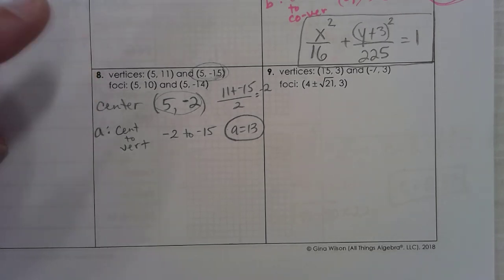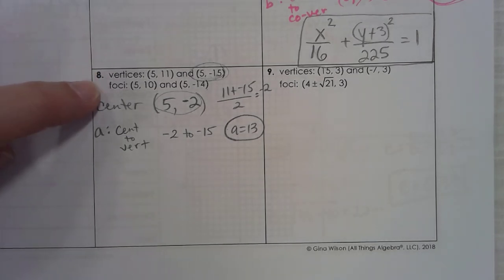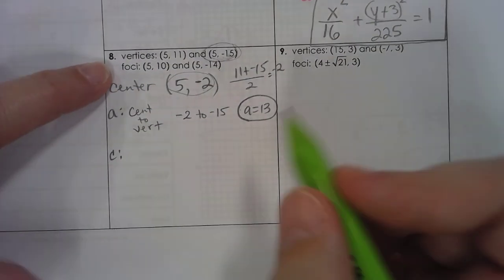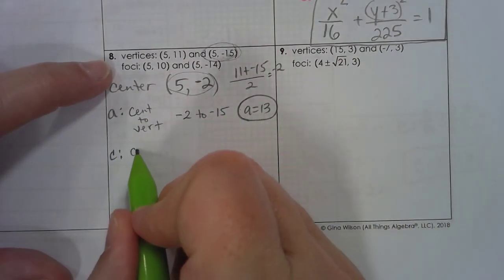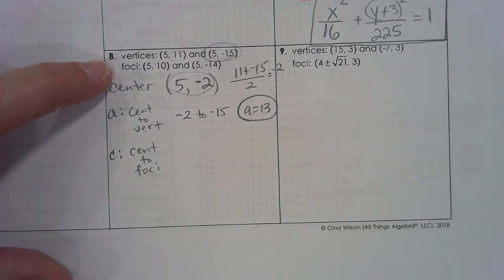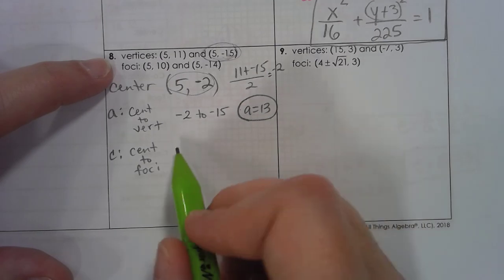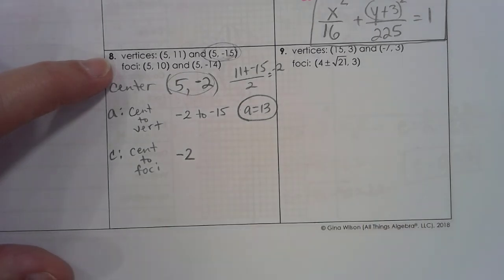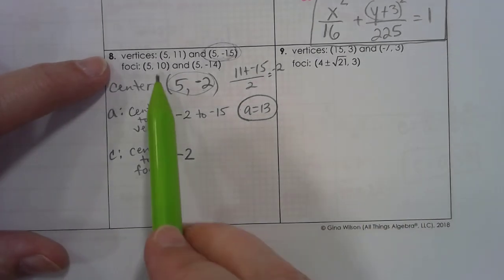Foci give us what letter? C. So we're going to have to find C, and then we'll work backwards to find B. So C, center to a foci, is going to be our C value. So -2 was our center. Pick one of these numbers for our foci.